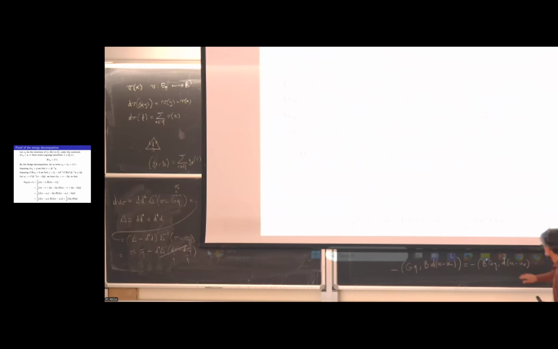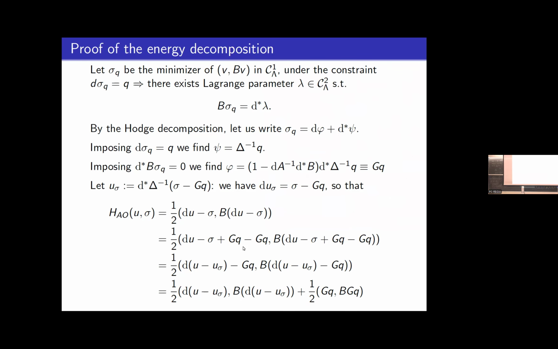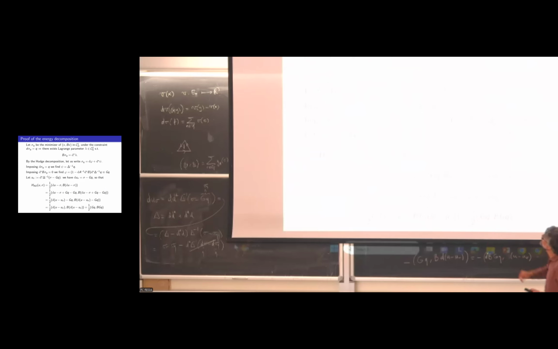Yeah, this can also be moved here. No, I'm doing something wrong, sorry. What do I want to say? B. Yes, but B is equal to B star. So this is D star BGQ, which is 0 for this property here. So the cross term is 0.